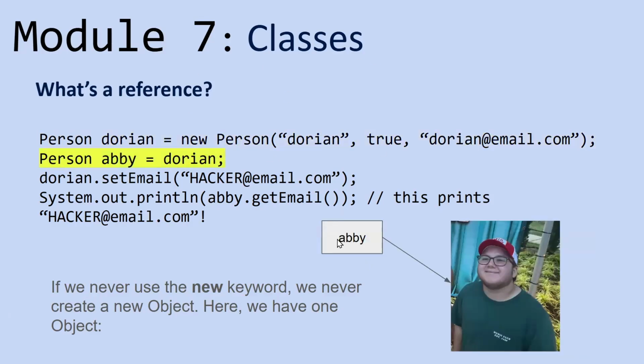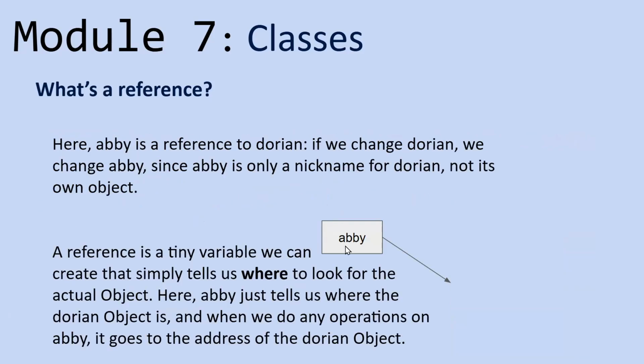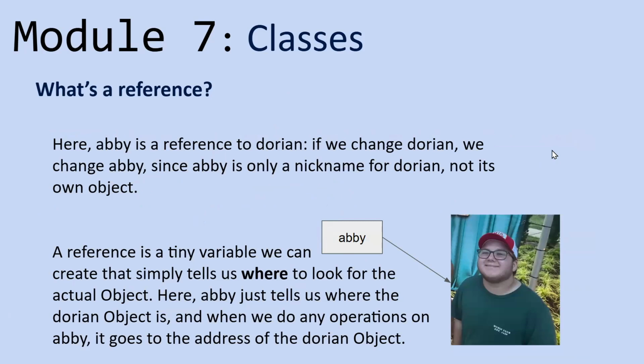And so, yep, this is just a visual explanation. This is creating the Abby variable. It's just pointing to the Dorian object. So, yep, Abby is a reference to Dorian, and just a nickname for Dorian, not its own object. So a reference is just a variable that tells us where to look for the actual object. So Abby just tells us where the Dorian object is. When we do any operations on Abby, it's going to edit the Dorian object at that address. So if you do anything like change the Abby variable, do, I don't know, set wears hats or something like that to false, that would also do that to the Dorian object.